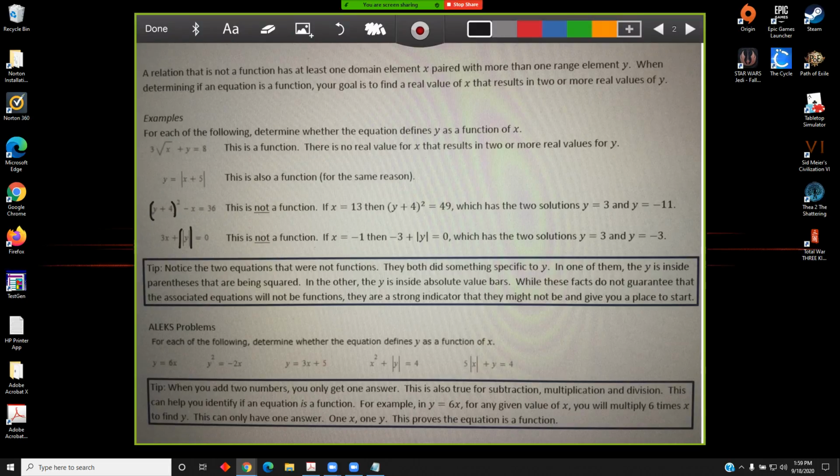While these facts do not guarantee that the associated equations will not be functions, they are a strong indicator that they might not be, and therefore give you a place to start.